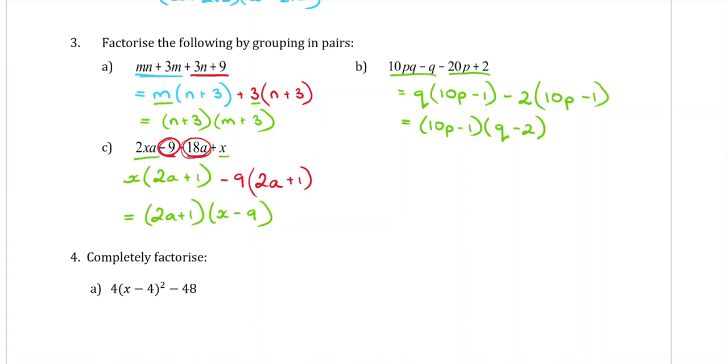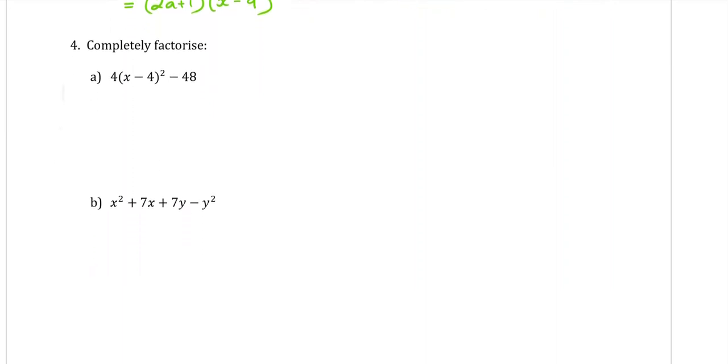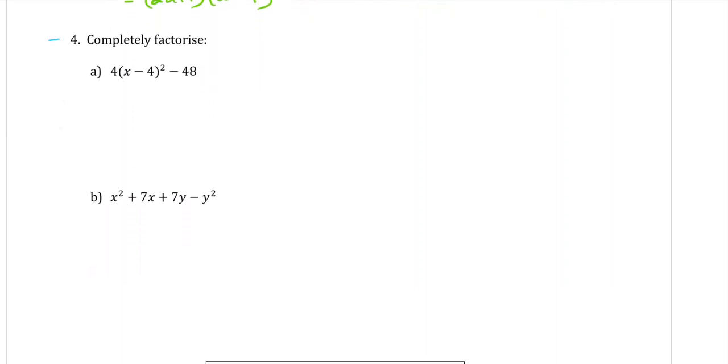Now, question 4, if you've managed to get through questions 1, 2, and 3, question 4 is my slightly harder question, where I'm combining a few different skills to try to factorise these. So in 4a, you can see I do have 2 terms, but before I do a difference of 2 squares, I actually need to bring out a common factor first so that I can do it much nicer. So the common factor in both of those terms would be 4.